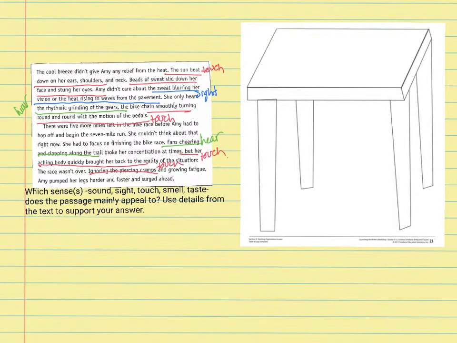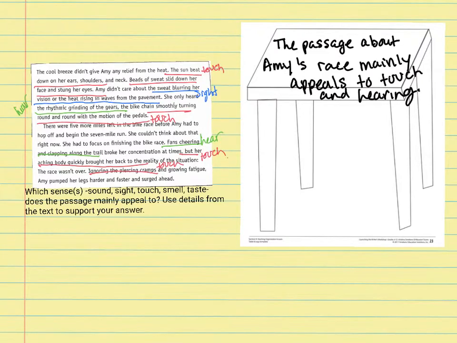Okay, let's see what we can come up with. We want to turn the question around. We want to restate the question, state our opinion, state what we're thinking. What's my answer? Which senses does the passage mainly appeal to? Well, this passage mainly appeals to touch and hearing, because there's 2 hearing. Okay, so I'm going to write that down. The passage about Amy's race mainly appeals to touch and hearing.